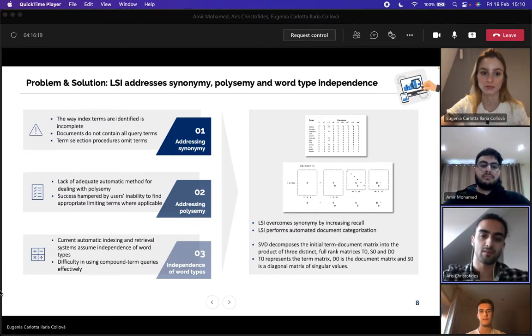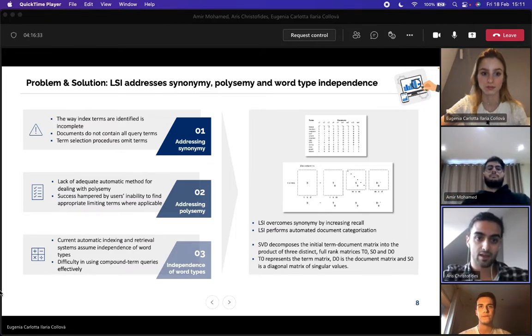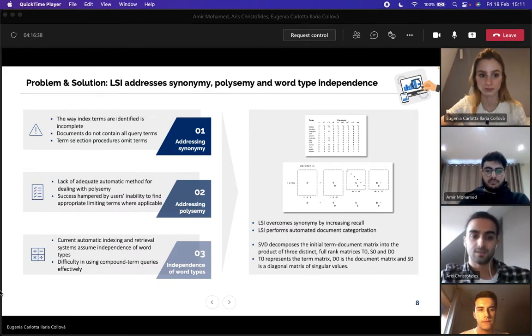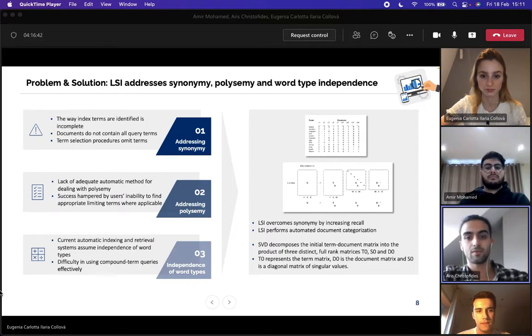So this is where a mathematical technique called singular value decomposition comes into play, also known as SVD. Essentially, SVD decomposes the original term matrix by document matrix into three submatrices, namely a term matrix, a document matrix, as well as a diagonal matrix consisting of eigenvalues. This decomposition allows us to perform linear algebra operations more efficiently, since we're dealing with submatrices of smaller dimensions.